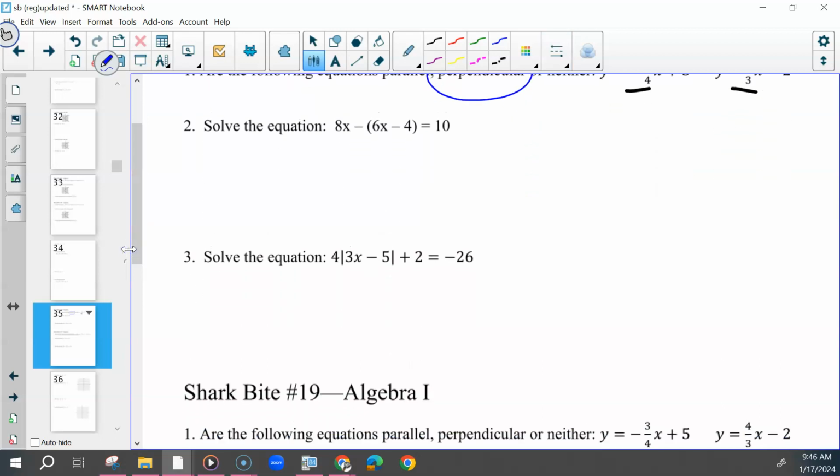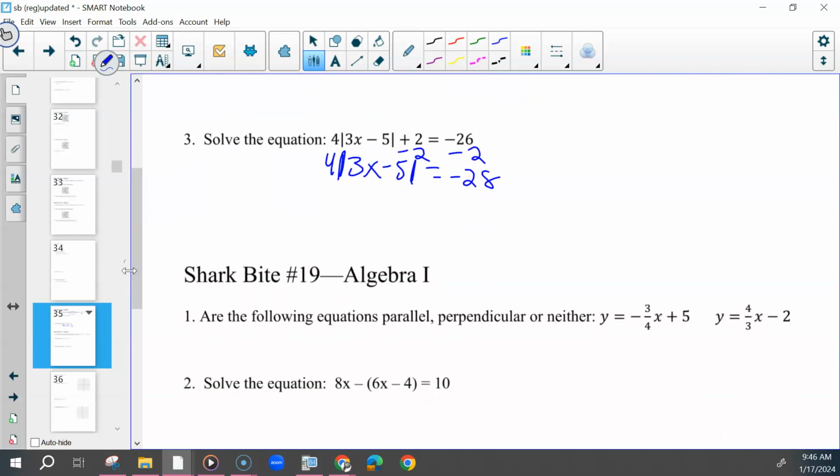Okay. Algebraically, for number 3, we haven't done absolute value equations in a minute, but isolate the absolute value, so get rid of the 4 and the 2, subtract the 2 first. Divide both sides by 4.